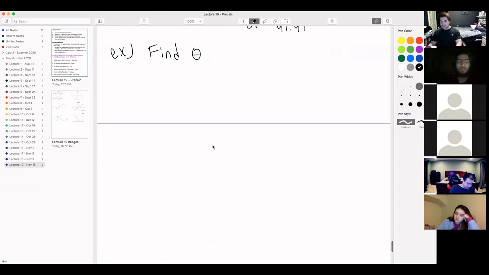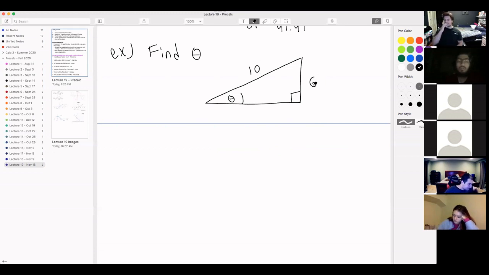All right, so find theta, so another right triangle. So let's do that. Here's theta. Okay, and I'm giving you hypotenuse is 10, and now I'll give you the opposite side is 6. Okay, good. So now look at the data that we're given. With respect to theta, we're given opposite and we're given hypotenuse. So that should ring some bells that we ought to use the sine function since sine is opposite over hypotenuse, and that's what we're given here.